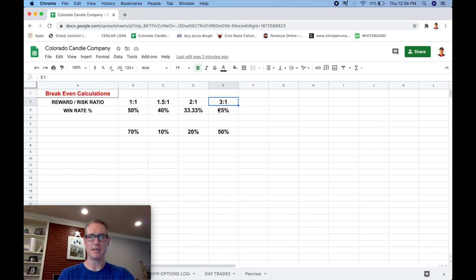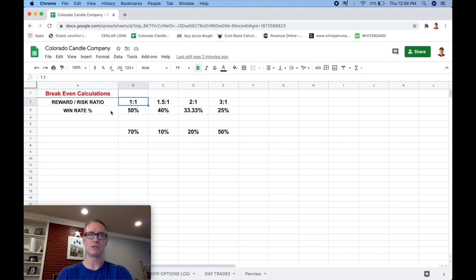What these mean, so for example, a 3-to-1 reward to risk ratio is, let's say your stop loss on a trade is 50 cents. That's your risk, that's the one. Now, triple that is $1.50. So you're risking 50 cents to make $1.50. With 2-to-1, it'd be a risk of 50 cents to make $1. With one-to-one, it would be 50 cents to make 50 cents, okay? So that's what that means.